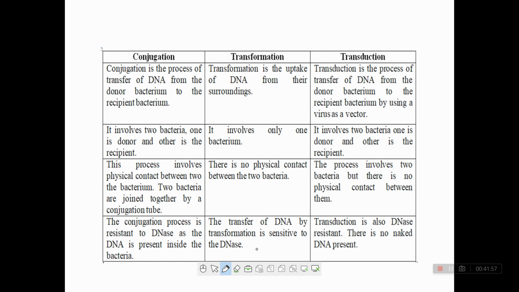In conjugation, two bacteria are involved, and this process involves physical contact. In transformation, one bacterium is involved and there is no physical contact, right? The conjugation process is resistant to DNase as the DNA is present inside the bacterial cell. Transformation is sensitive to DNase as naked DNA is present.